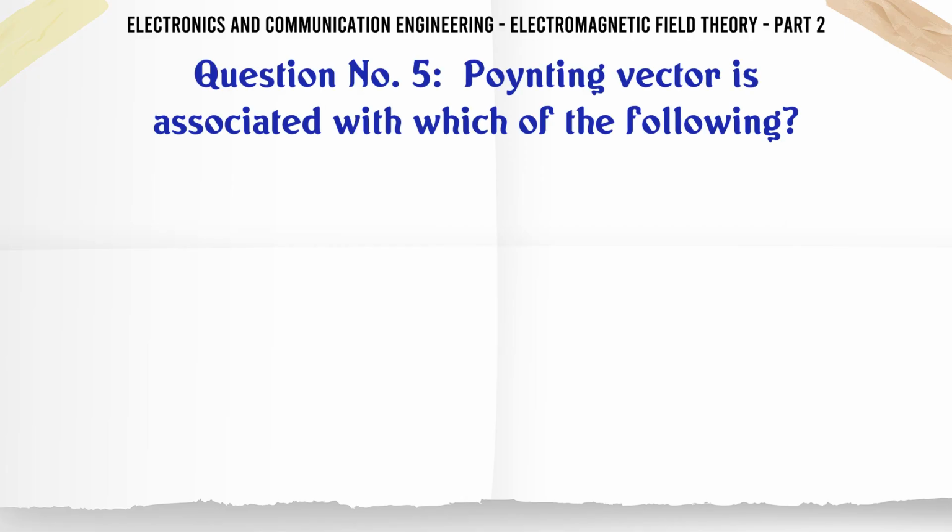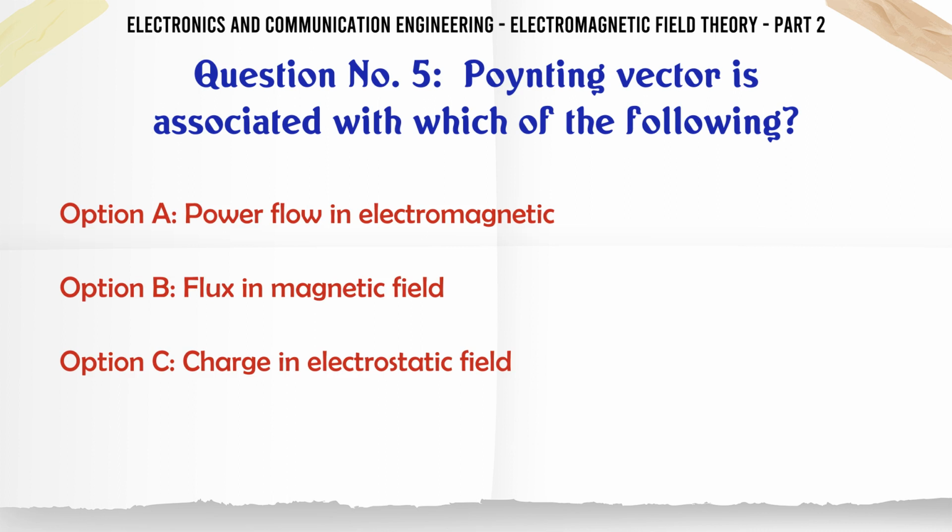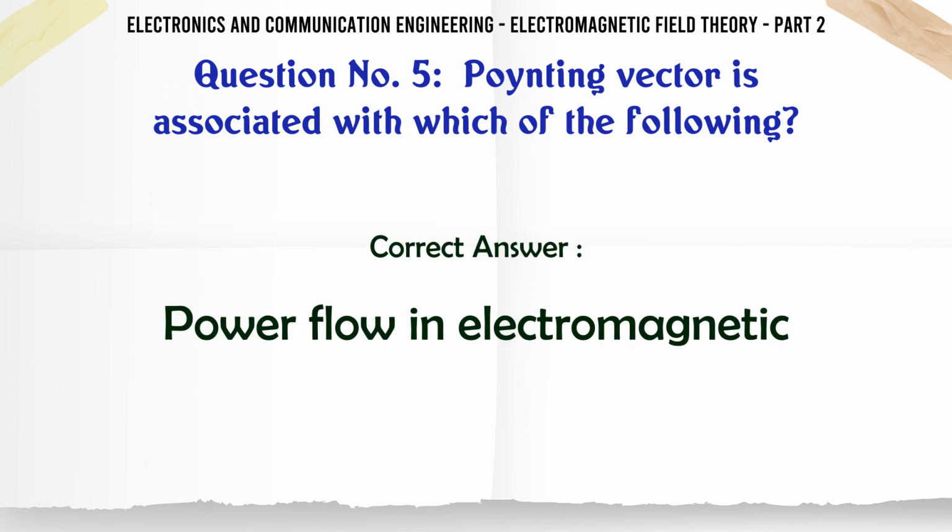Poynting vector is associated with which of the following? A. Power flow in electromagnetic, B. Flux in magnetic field, C. Charge in electrostatic field, D. Current in electrostatic field. The correct answer is power flow in electromagnetic.